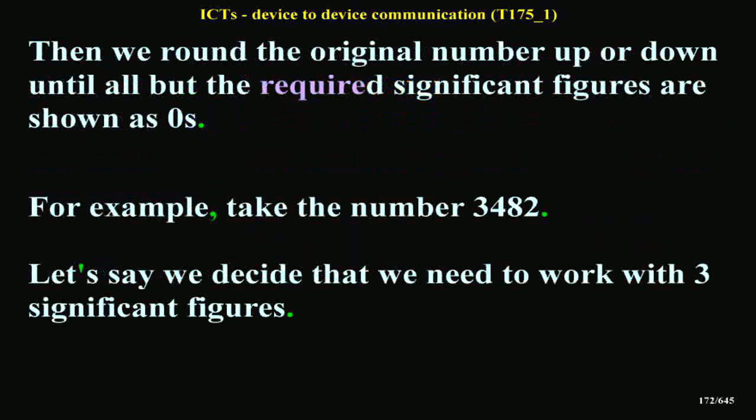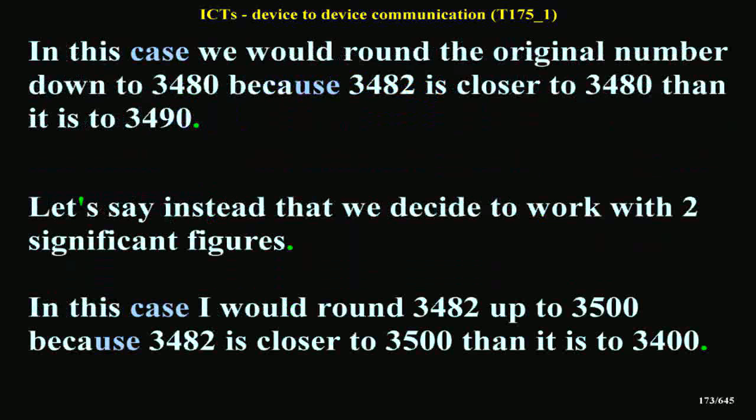For example, take the number 3482. Let's say we decide that we need to work with 3 significant figures. In this case we would round the original number down to 3480 because 3482 is closer to 3480 than it is to 3490. Let's say instead that we decide to work with 2 significant figures. In this case I would round 3482 up to 3500 because 3482 is closer to 3500 than it is to 3400.